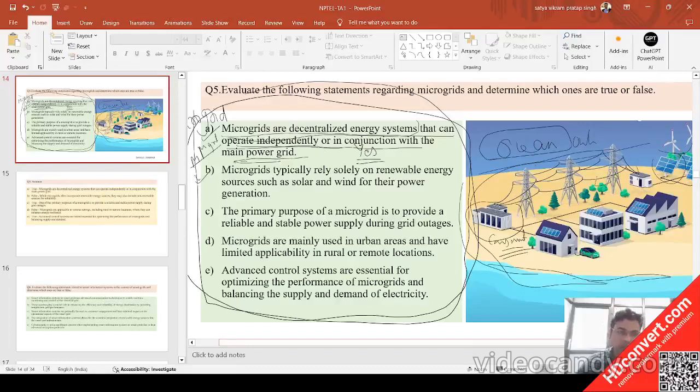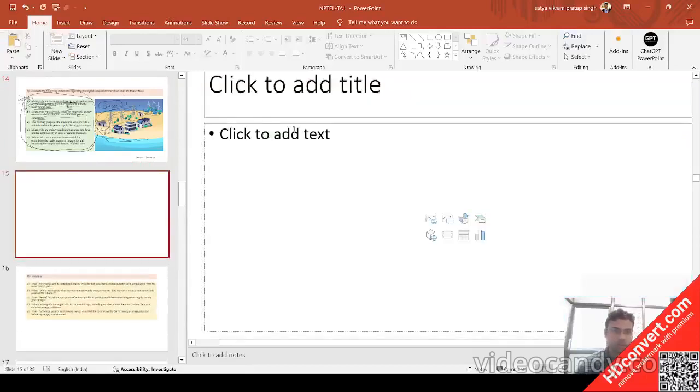Coming to option B: microgrids typically rely only on renewable energy sources such as solar and wind for their power generation. Guys, this is not correct. Why am I saying that? Let me take one slide for answering this question. This is very important. Why am I saying this?